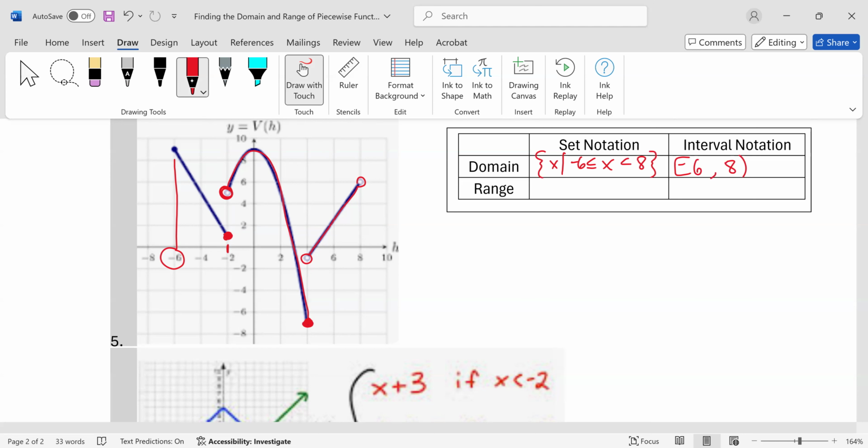Now let's do the range. Remember, when you do the range, how do we start? At the bottom. So here's the very bottom, and what's that y value? -7. So everyone write -7. And let's keep going up. I see an open circle here. Do I have to think about it? Nope, because there's a solid line right here. Yes.